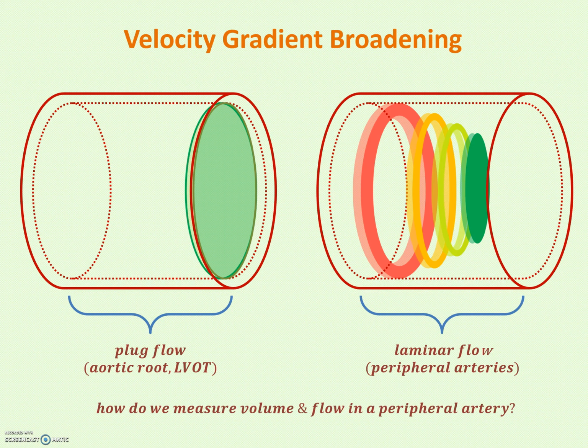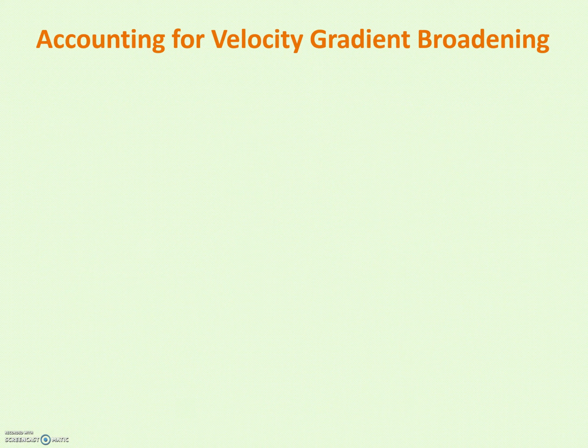So how do we measure the volume and flow in a peripheral artery? Because I just told you that if you insonate only the center, you're going to grossly overestimate the distance that you're measuring as traveled by the blood. So there's a way that you can account for velocity gradient broadening. And when you do the flow, or the volume, I should say, it's the area of the vessel multiplied by the mean velocity time integral.